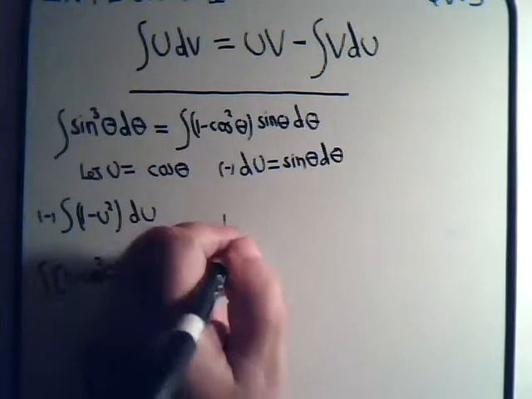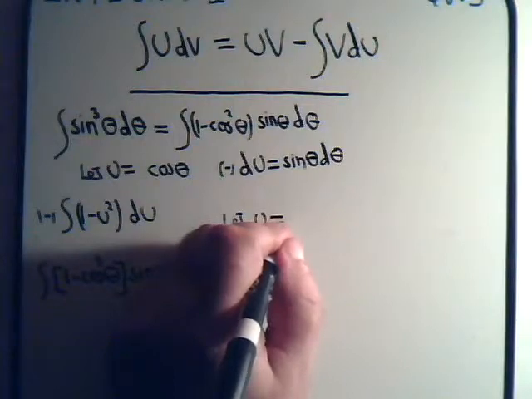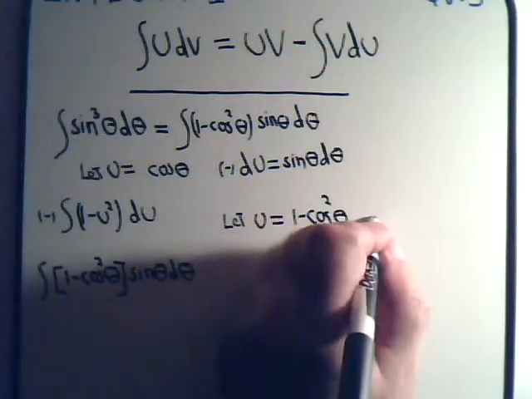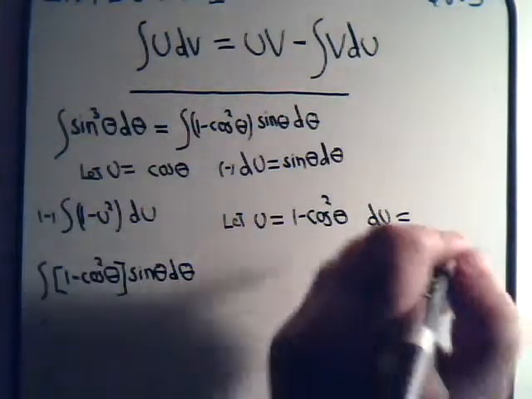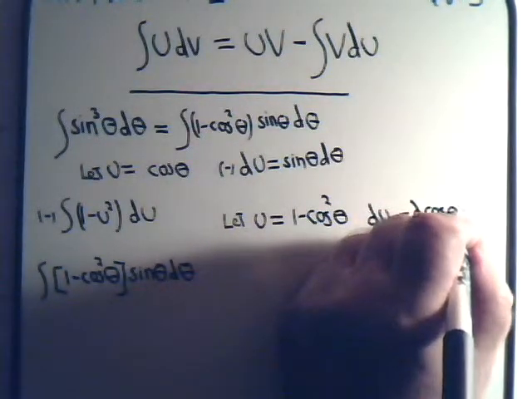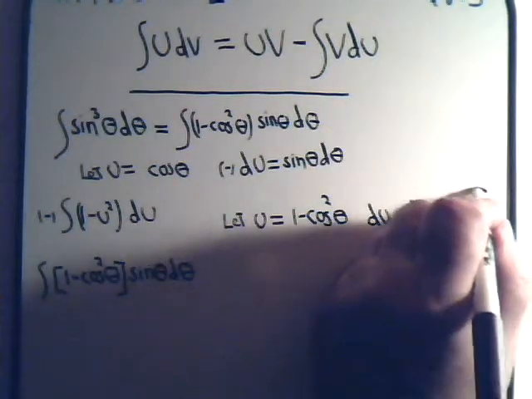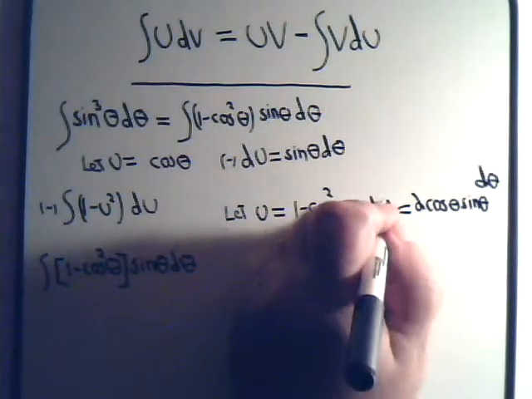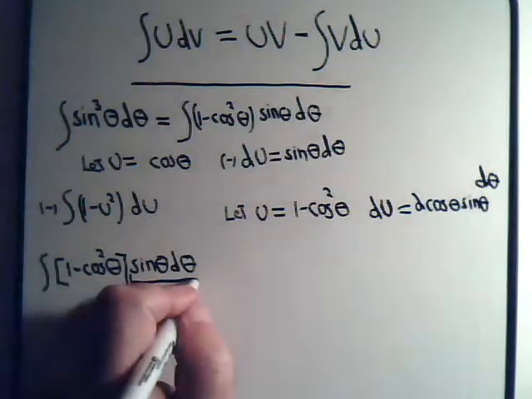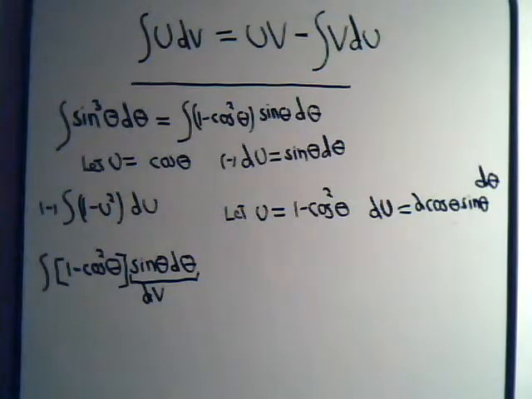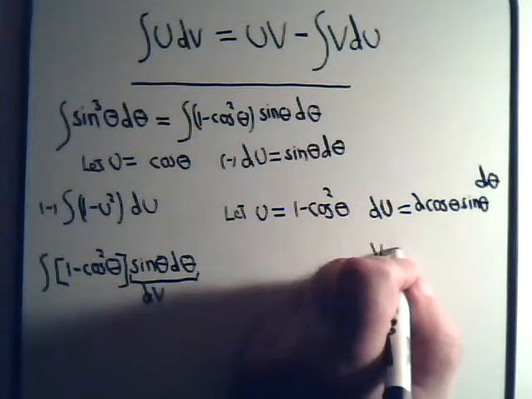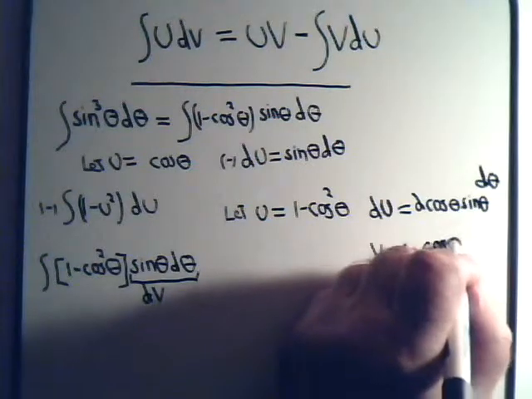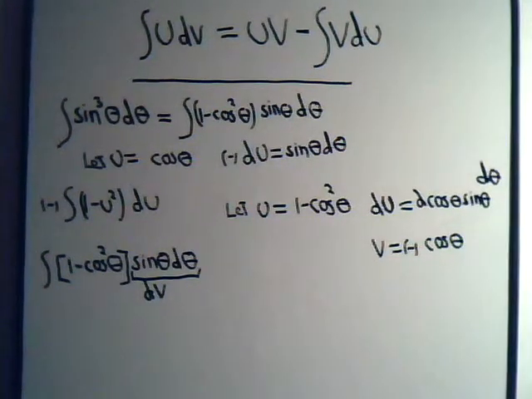But let's see. I'm going to say let u equal 1 minus cosine squared of theta. So du will equal, as we did before, plus 2 times the cosine of theta sine theta d theta. This is du, not dv. And then we have no choice. This has to be dv. So v is just minus the cosine of theta. Okay, so let's apply the formula.